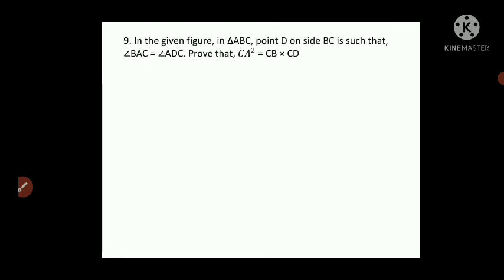The next question is question number 9. In the given figure, you can see that in triangle ABC, point D is on BC in such a way that angle BAC is equal to angle ADC. In short, angle A is equal to angle D.